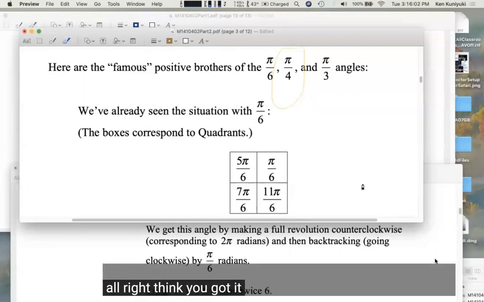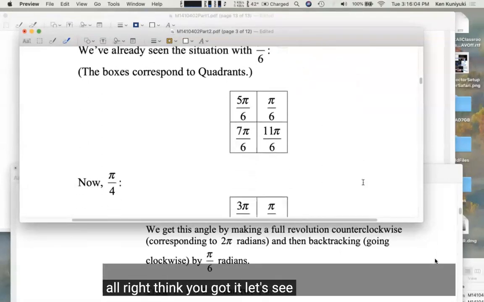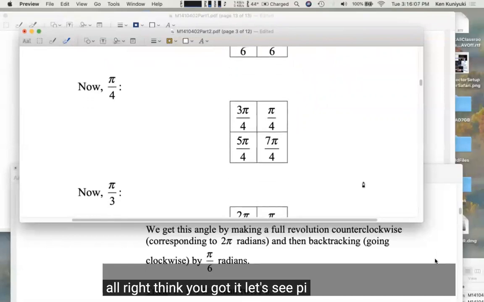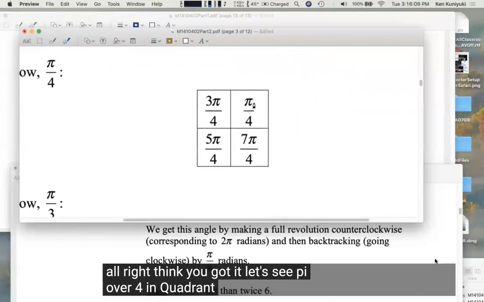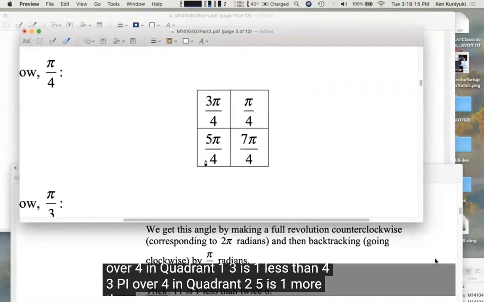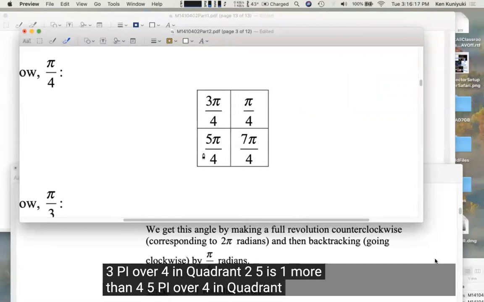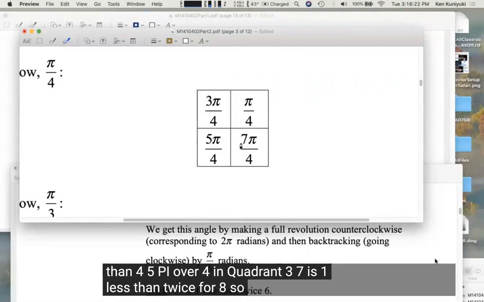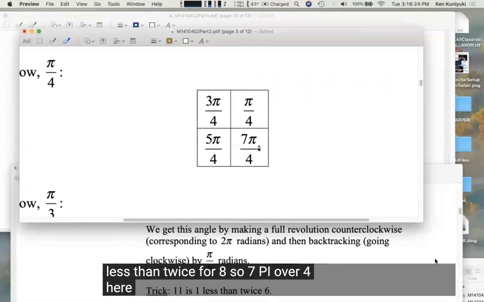All right, think you got it? Let's see. Pi over 4 in quadrant 1. 3 is 1 less than 4. 3 pi over 4 in quadrant 2. 5 is 1 more than 4. 5 pi over 4 in quadrant 3. 7 is 1 less than twice 4, 8. So 7 pi over 4 here.